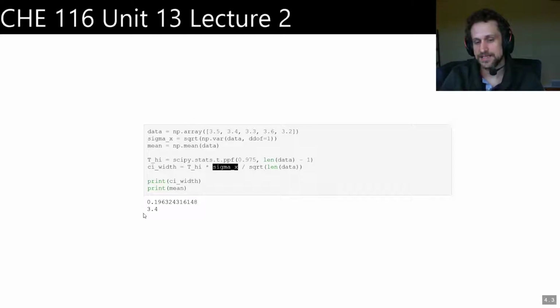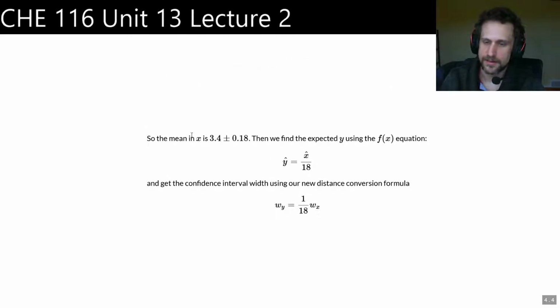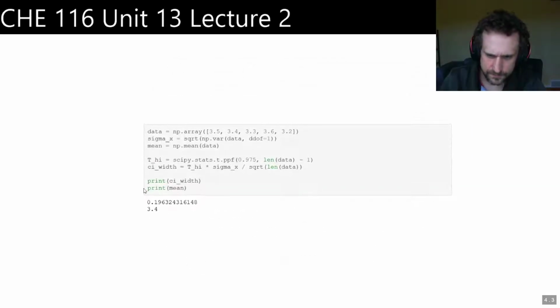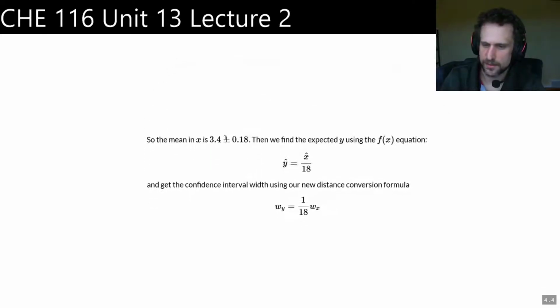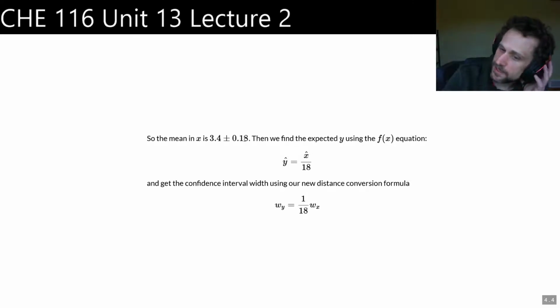So that means that x is equal to 3.4 plus or minus 0.2. Oh, 0.18, 0.19. I don't know. I guess I wrote this wrong. It should be 0.197, so 0.2 approximately. So we want to get y. So x is equal to 3.4 plus or minus y. So what is y equal to? So our equation, remember, is that y equals x over 18.